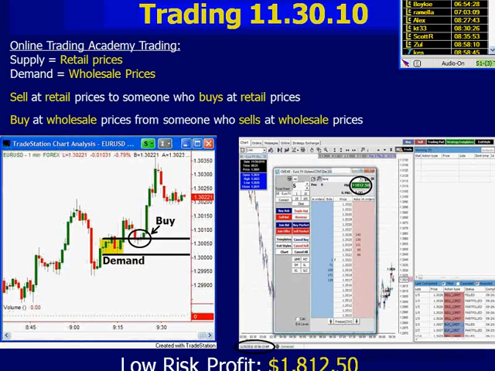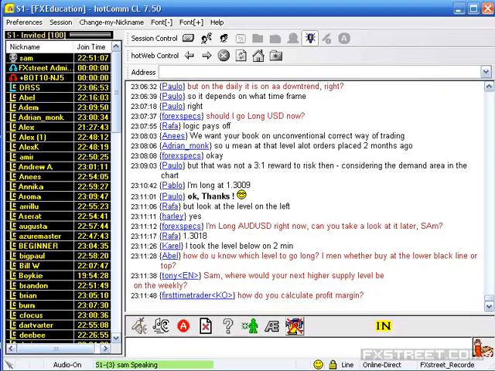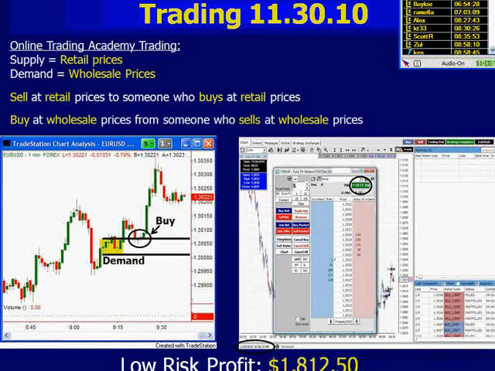Everything we do at Online Trade Academy is very rule-based, and I'm assuming that most people in here were in our last session where we went over this lesson in detail. When I bought here, I bought right at this top black line with a protective sell stop just about a tick below the area.